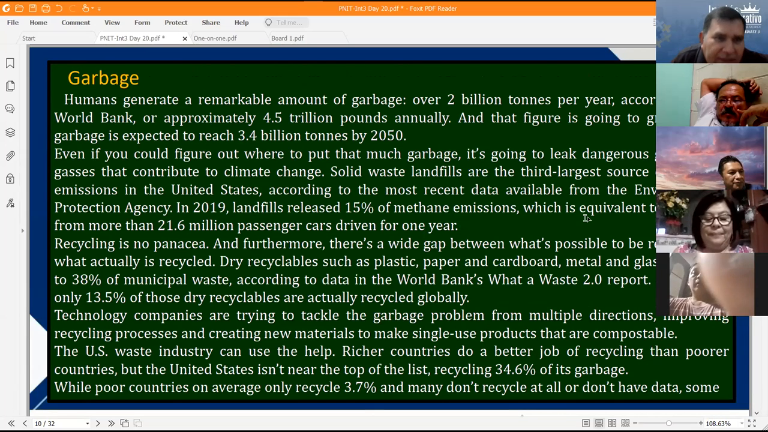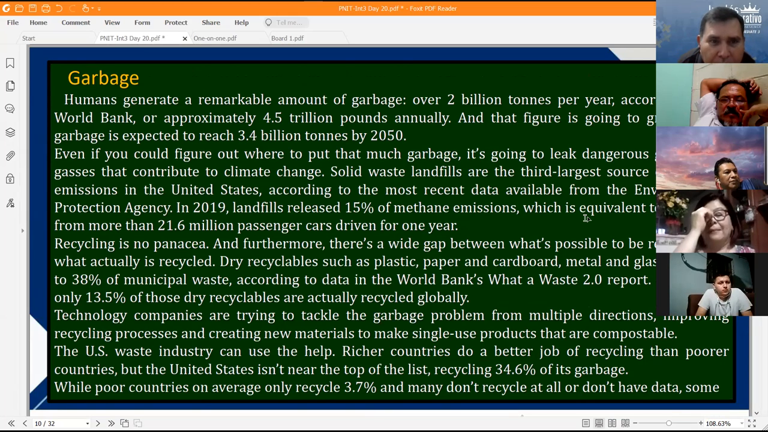Humans generate a remarkable amount of garbage, over 2 billion tons per year, according to the World Bank, or approximately 4.5 trillion pounds annually. And that figure is gonna grow. Global garbage is expected to reach 3.4 billion tons by 2050. Even if you could figure out where to put that much garbage, it's gonna leak dangerous greenhouse gases that contribute to climate change.